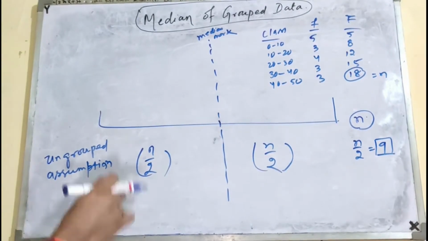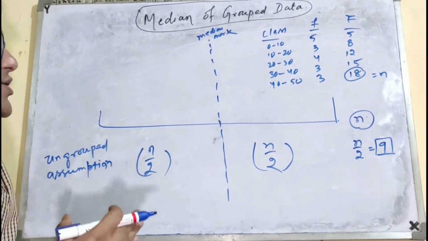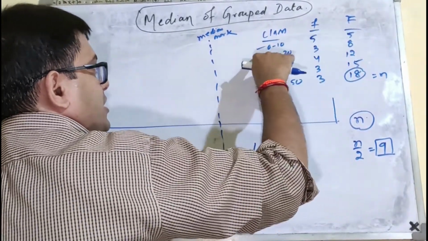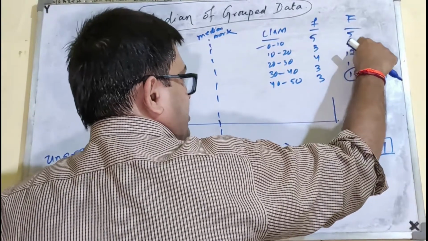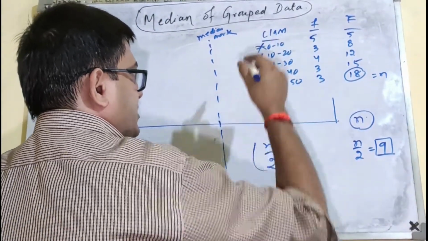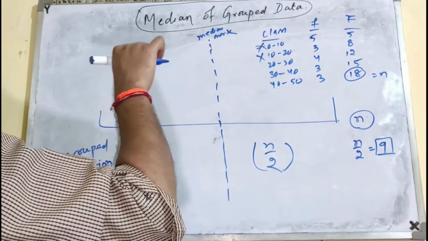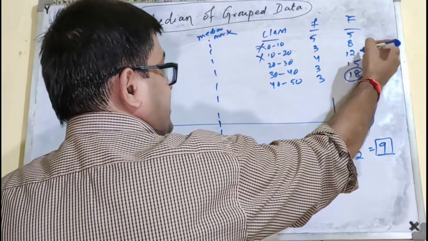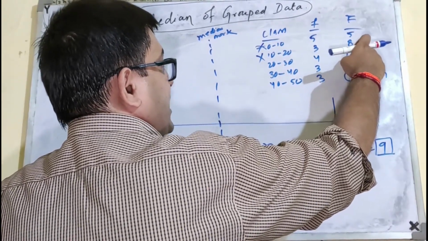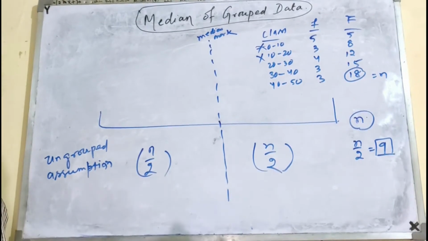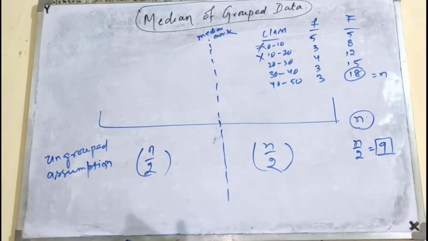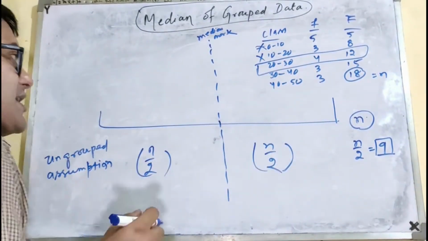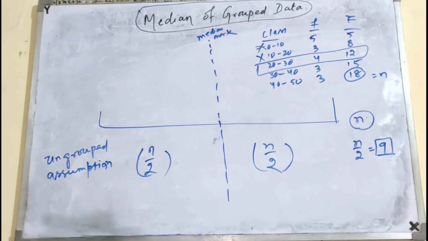So if the middle mark has the 9th position, would it be contained in the first class? No, because it ends at the 5th position. The second class ends at the 8th position. So these two cannot be the median class. These classes cannot contain the median mark, but this can, right? This can, because it has the maximum ordinal number that can be assigned to it as 12. That means it can have 9th, 10th, 11th and 12th. So definitely this is the median class. That means median class means the class in which the median mark is present.